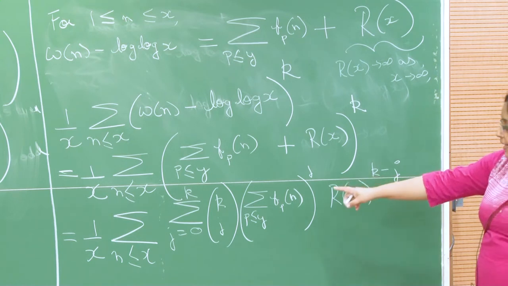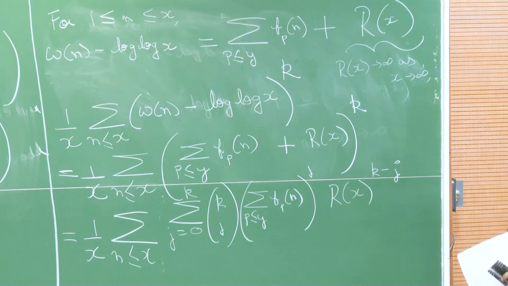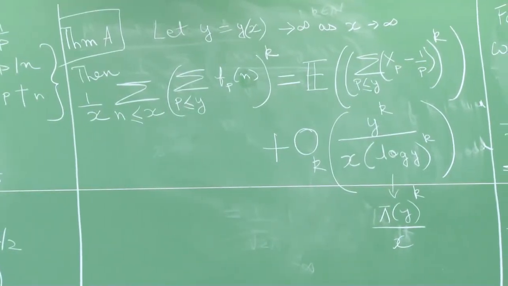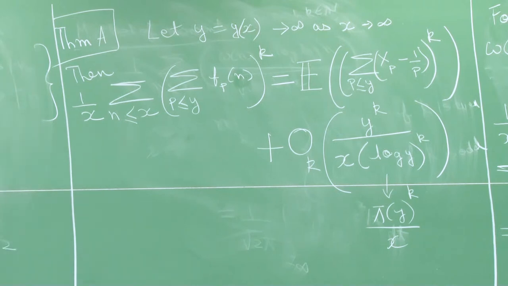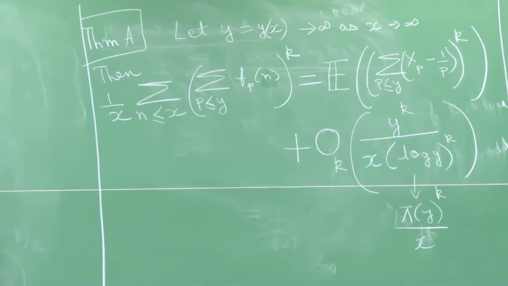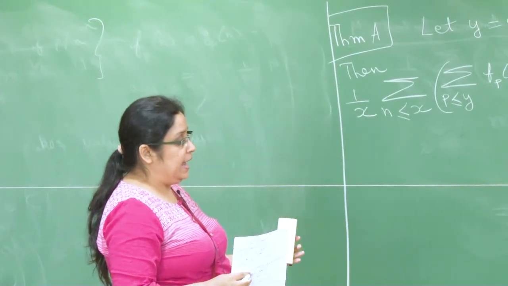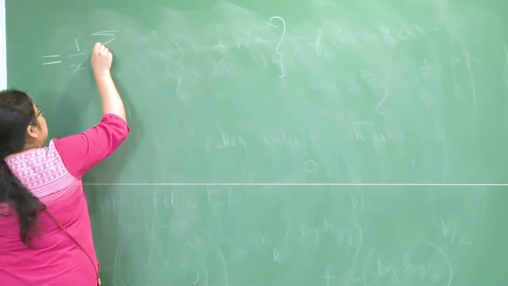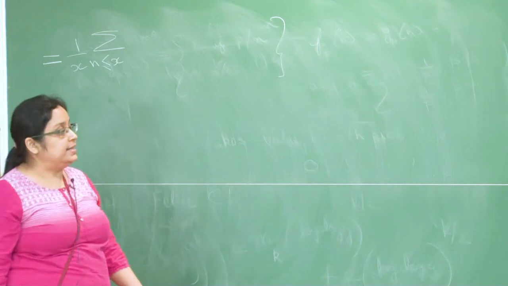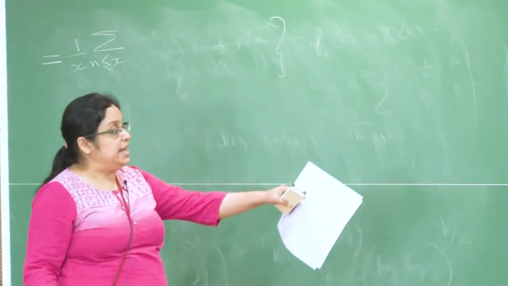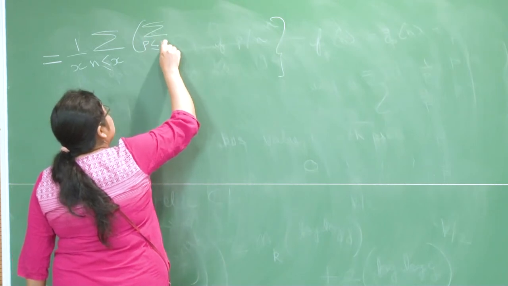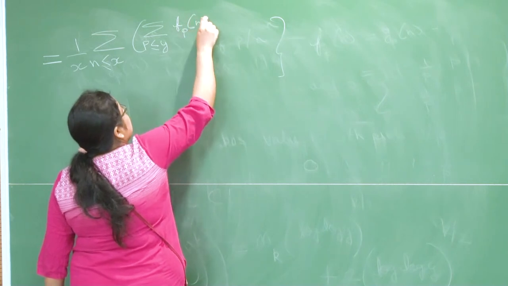So this is a standard application of the binomial theorem to the sums in question. Now what we do is, we take the case j equal to k separately, so that we can apply theorem A, and the rest, we will show, gets absorbed into an error term. So I'm breaking down the sum into the case when j is equal to k and another part where j runs from 0 to k minus 1. So we have 1 over x into summation n less than or equal to x, and when you take j equal to k, you are just left with summation p less than or equal to y f sub p of n raised to the k.